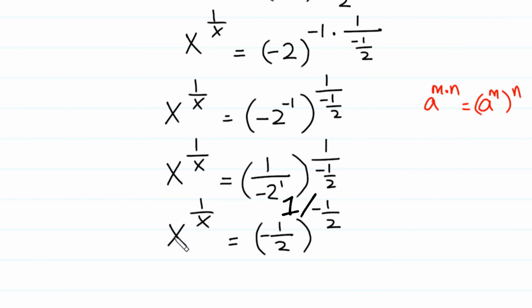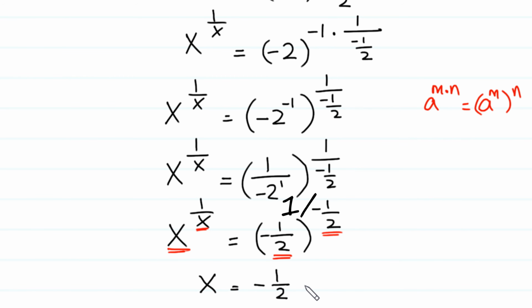Now if we compare left side with the right side, we can see that at left side the base is x and at right side the base is negative 1 over 2. And at left side the power is 1 over x and at right side the power is 1 over negative 1 over 2. So it is obvious that x is equal to negative 1 over 2.